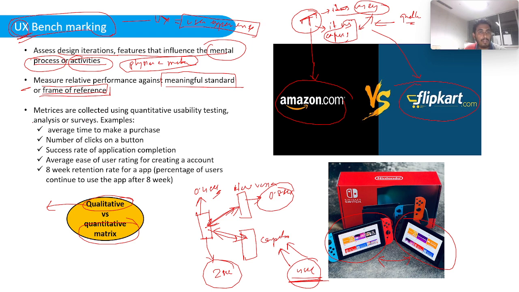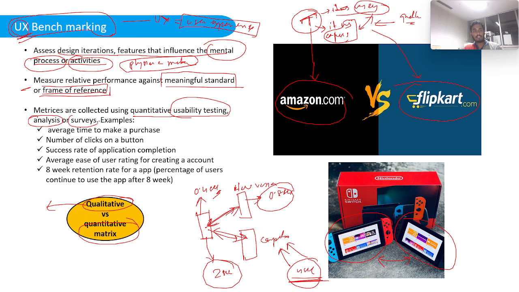Now we collect information using quantitative usability testing. Usability testing means you let the user use a particular solution, which can be a software application or a product, and you then try to collect quantitative information, or you can take information from system log data. And there are other techniques also, like analysis, which is more like web analytics. So you are getting information automatically.